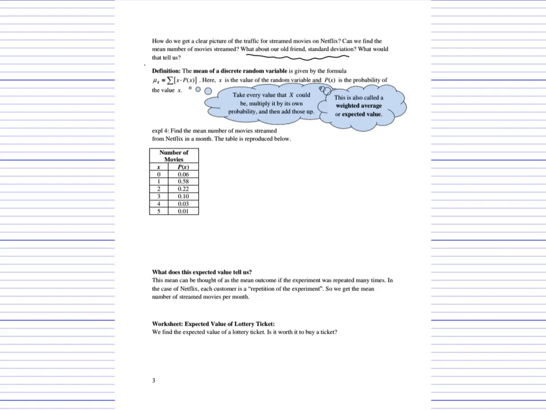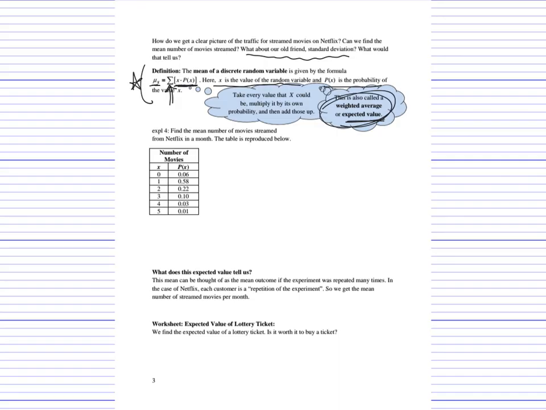First, we have the definition of the mean of a discrete random variable, simply given by this formula. Mu of x, we're going to use mu for the mean, just like we had introduced in the previous chapters. We're going to take each x value, multiply it by its probability. That's what this x times p of x means. And do you remember that sigma that says add up everything? Well, that's what we're going to do. Here, x is the value of the random variable and p of x is the probability. This is also called the weighted average or the expected value of the random variable.